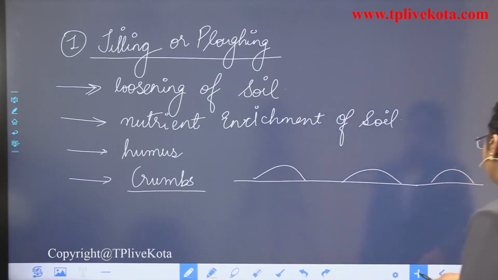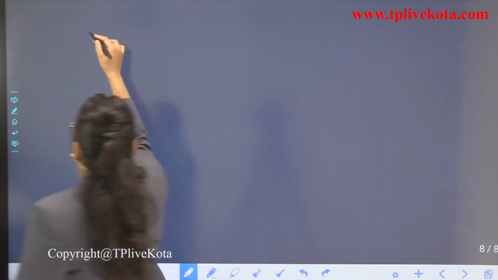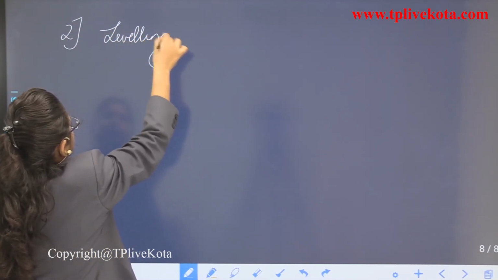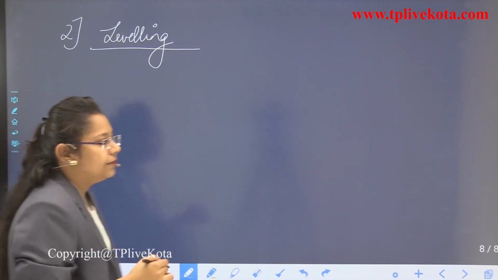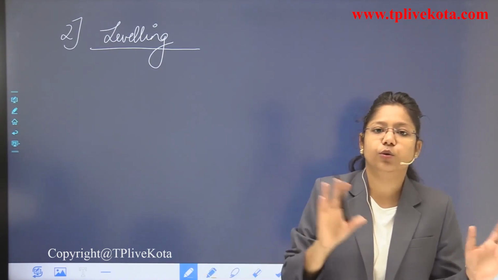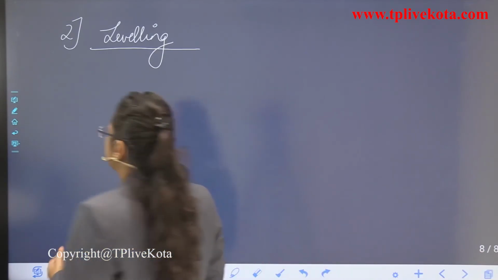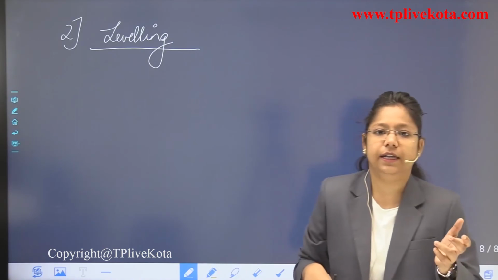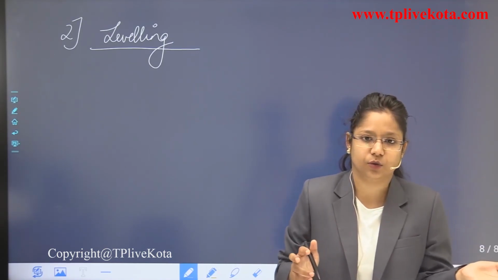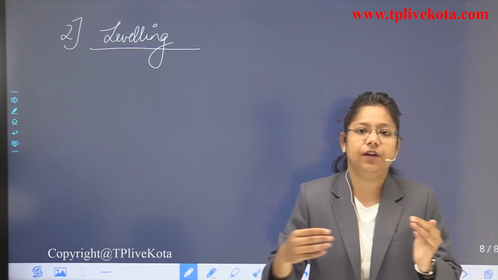So moving on to the next procedure, that is leveling. What happens during leveling, students? The soil surface is made even. And how will it be made even? Through tractors. The tractors will move, and a laser receiver is present over there. They will receive the signals, and a bucket is present over there. As they move, the extra part of the soil will get removed.